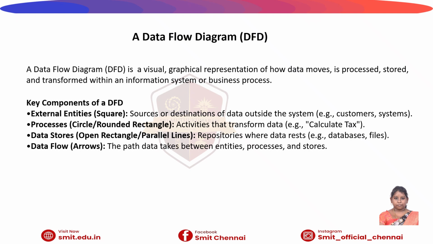And next is the data store. A data store is represented by an open rectangle or parallel lines. These store the repository of data for further use. Examples in real time are customer database, employee record, product inventory, like that. Next is the data flow. This is nothing but the arrow mark. It connects the entity with the process and the data store. It is the communication between all the data flow symbols.